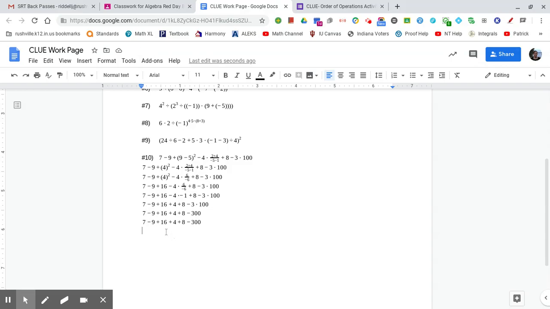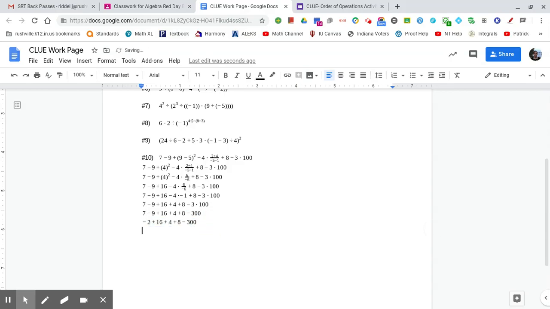So now I'm just going to do addition and subtraction, working left to right. So I'll do 7 minus 9, so different signs. 9 minus 7 is 2, and 9 is larger than 7, so I'll keep the negative sign. So this is going to give me negative 2.